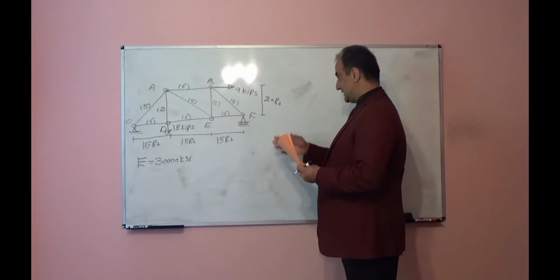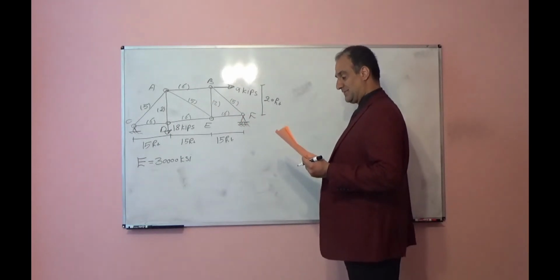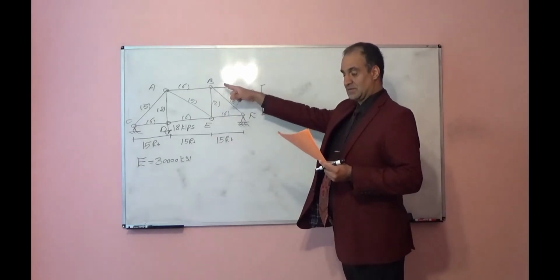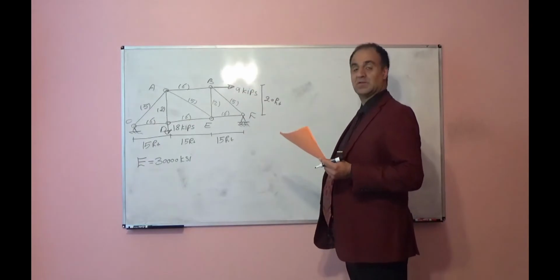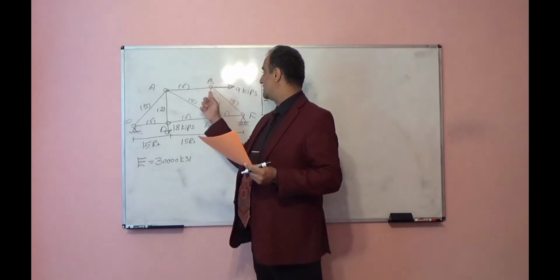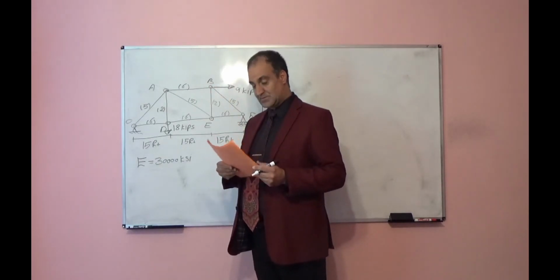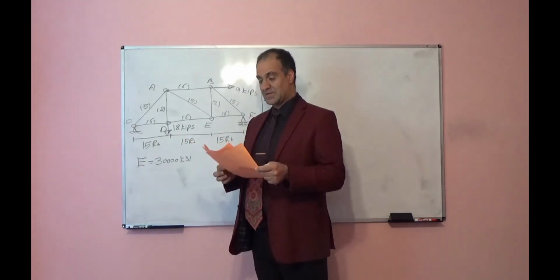For this truss, determine the vertical deflection of joint B. We want to find the vertical deflection of joint B, the deformation at joint B in the vertical direction, using the virtual work method. Let's see how we will find that step by step.